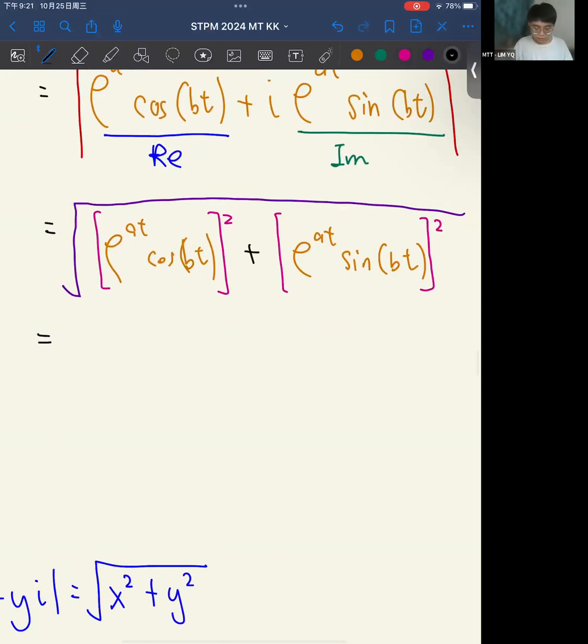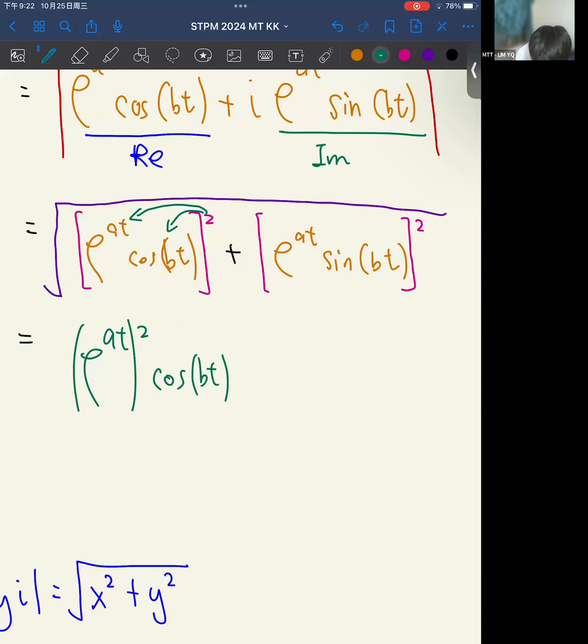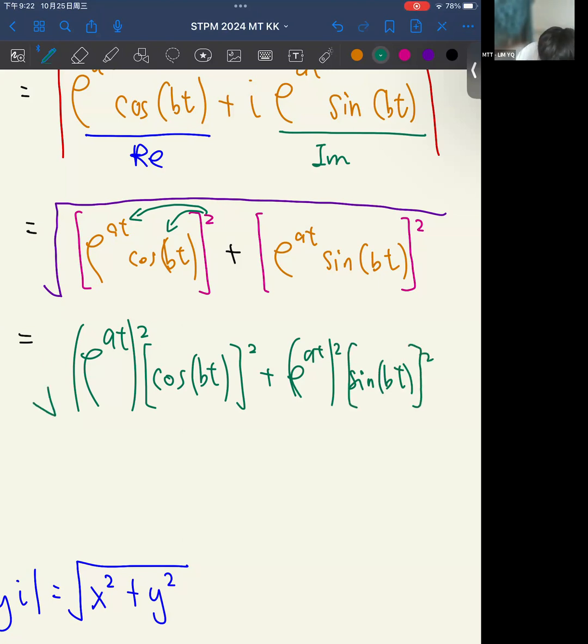Okay, very easy only. Let's say we focus on this. This square will give to here, will give to here. It also becomes like distributive. So e^(AT) squared cos BT squared plus e^(AT) squared sin BT squared. This one is very lengthy, but do it step by step. You will know, you won't get it wrong.